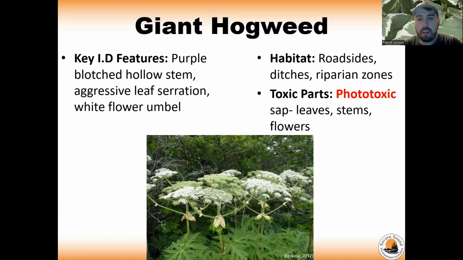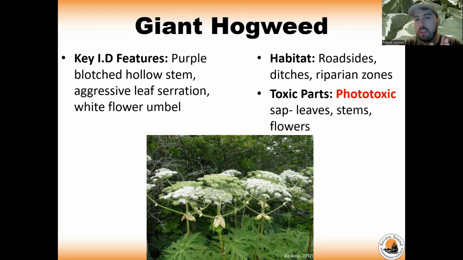Some of the ID features, I've already mentioned a couple. It's got that great big white flower head, bigger than any look-alike. It'll typically have a purplish blotched stem, which we'll see in a minute, and it's got heavily serrated leaves.